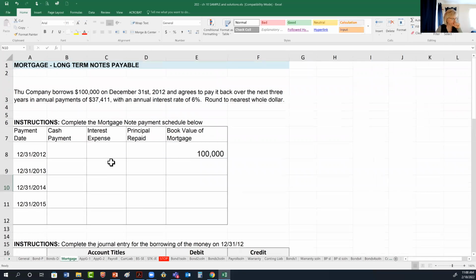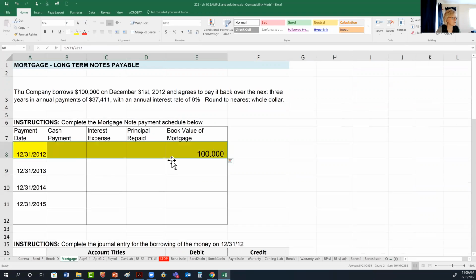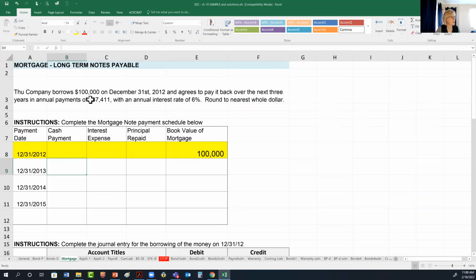Okay. You borrowed 100 grand. You're going to make cash payments for 3 years. Okay, so this is the day you borrowed. So you're not going to do anything on this line except just record that you borrowed it. But now we're going to record cash payments of 37,411. And you're just going to record that for 3 years.